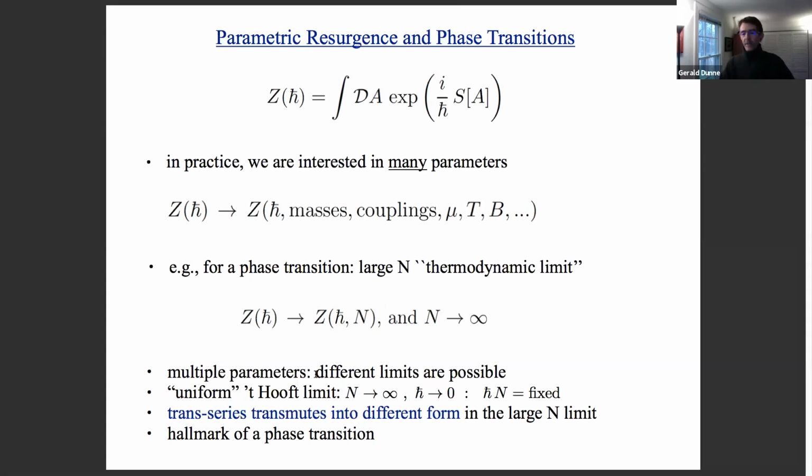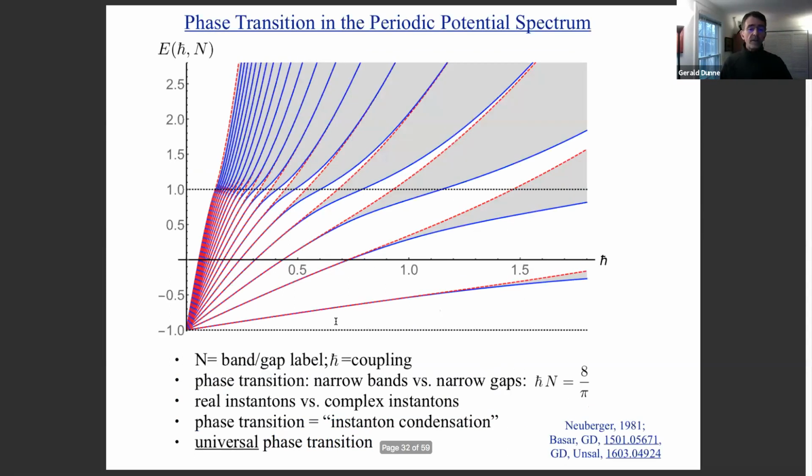Now, clearly you can have different limits. You can take large N, weak coupling, or small coupling. You can take fixed N, weak coupling. You can take fixed coupling, large N, small N, et cetera, et cetera. We can also take a 't Hooft type coupling where we take weak coupling and large N, but such that the product is somehow fixed, but it could be fixed to be big or small. And the question is, how do these trans-series and resurgence see a phase transition in these situations? And it's quite interesting. So let's look back at the periodic potential problem, just to illustrate what can happen.